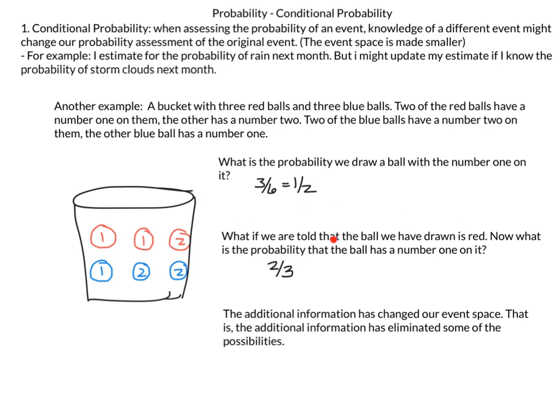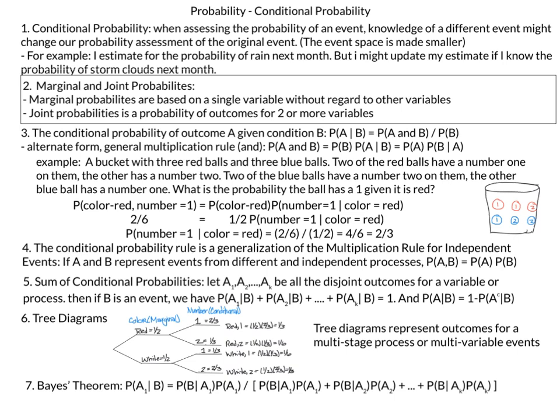Now we have this conditional probability because we're given extra information about one of the variables. We know now that the ball is red. So now all of a sudden our event space, or our possibilities, has gotten smaller. And so now what is the probability that the ball has a number 1 on it? Well, there are 2 possibilities out of 3, so 2/3. So the additional information has changed our event space. That is, the additional information has eliminated some of the possible outcomes, some of the possibilities.